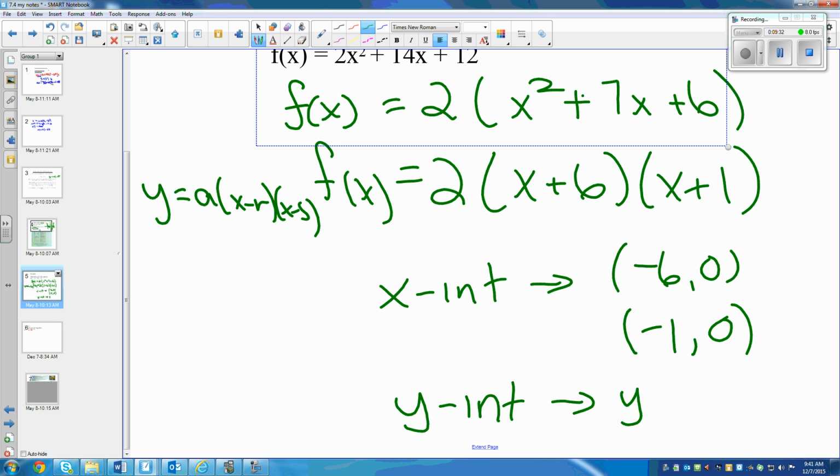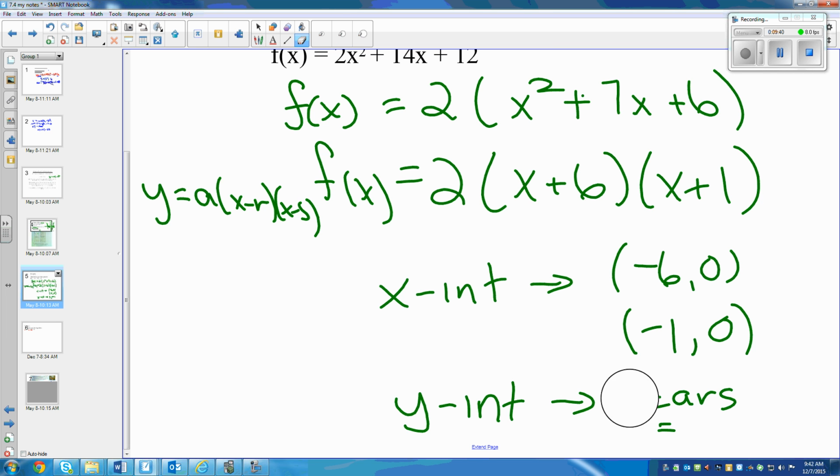Well, remember c is equal to a times r times s. A is 2. 2 times, what's the r value? Is it positive 6 or is it negative 6?